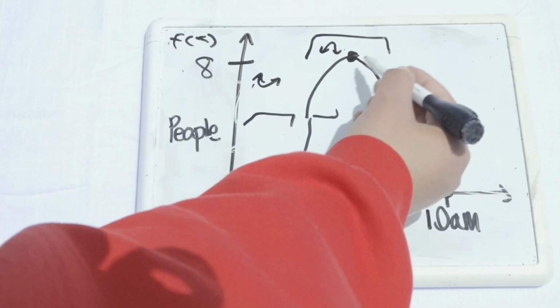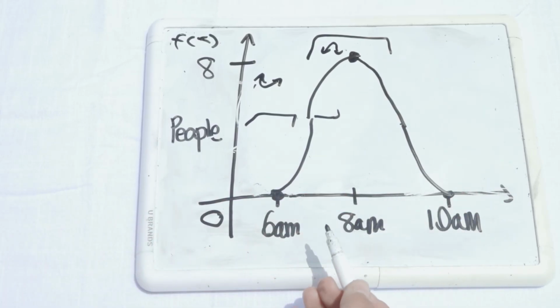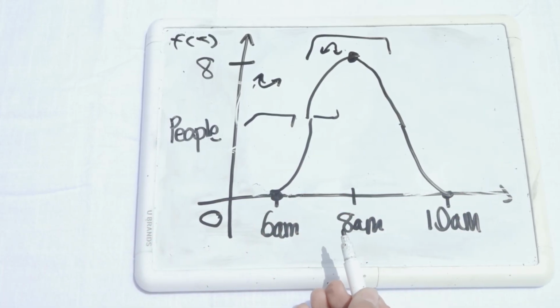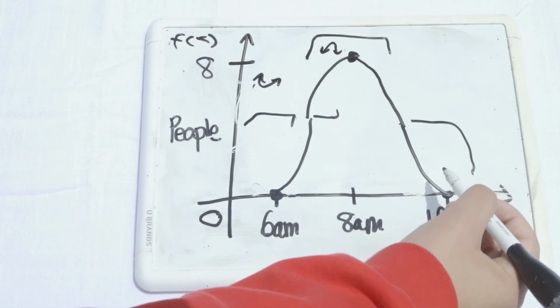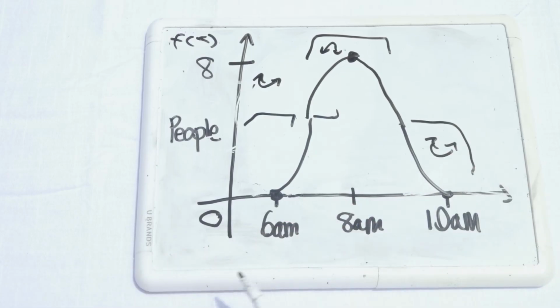Here, it's concave down, but it's decreasing, which means that it's decreasing at a slower rate in general. And here, it's decreasing, but it's concave up, which means that it's decreasing at a faster rate than it was before.